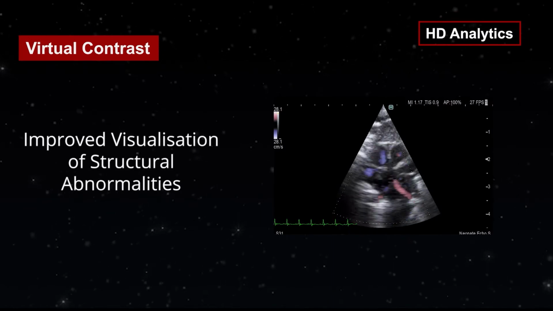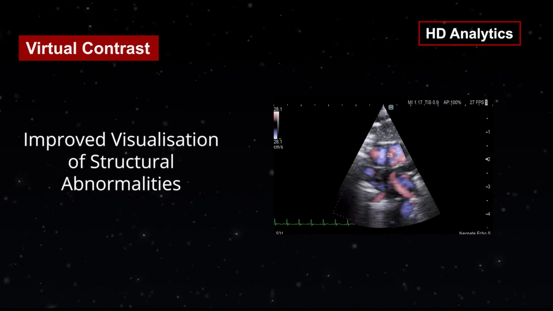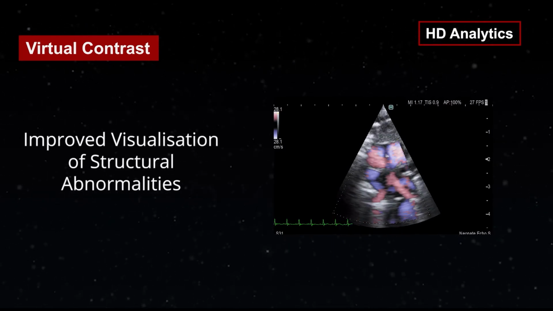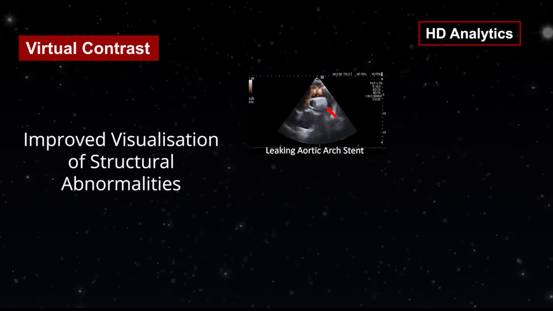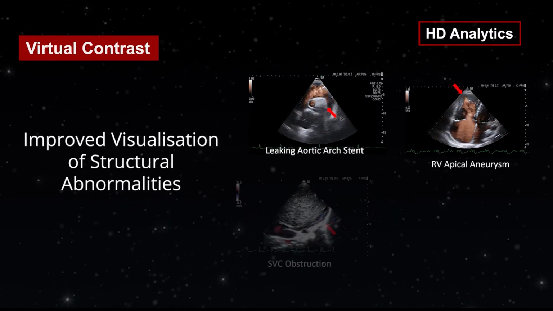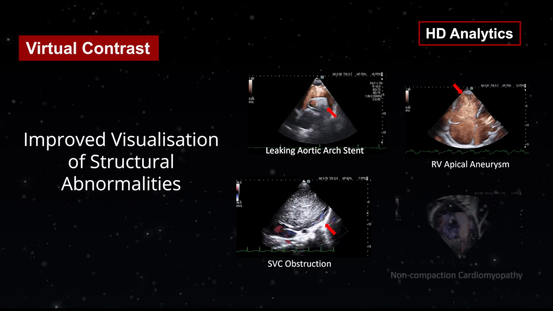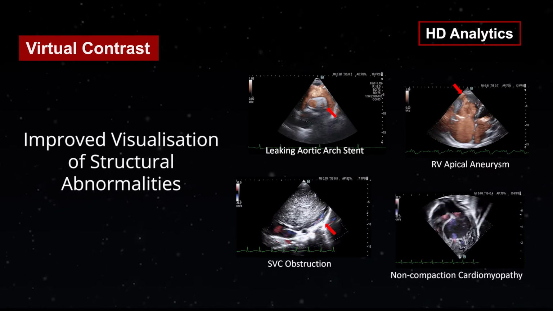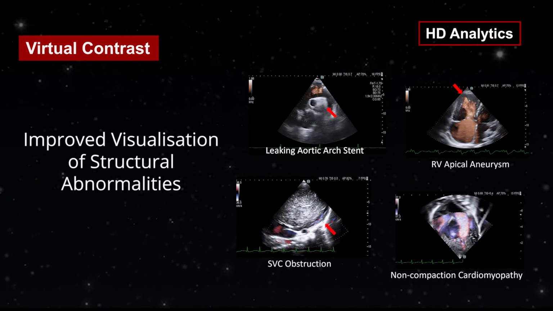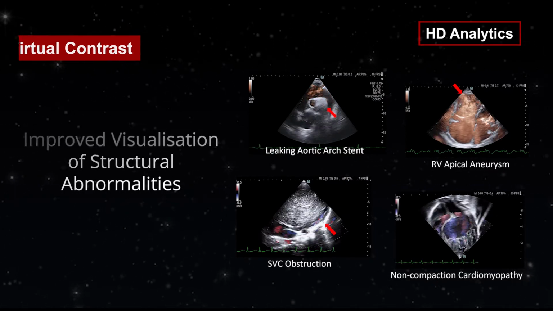On top of ejection fraction, virtual contrast can be used to examine pathology like aortic arch stent leak, RV apical aneurysm, artery obstruction, or non-compaction cardiomyopathy. This is due to its superb sensitivity as compared to conventional color Doppler.